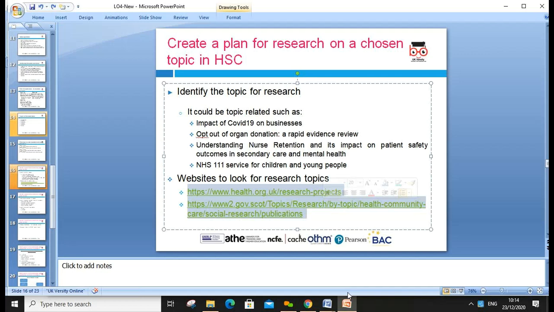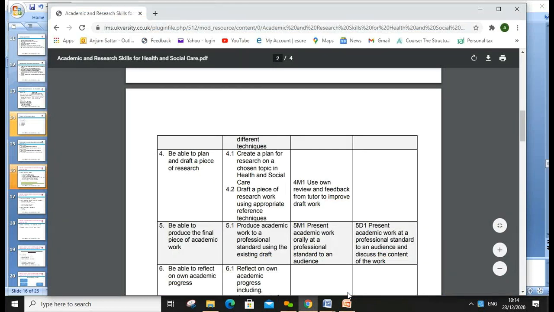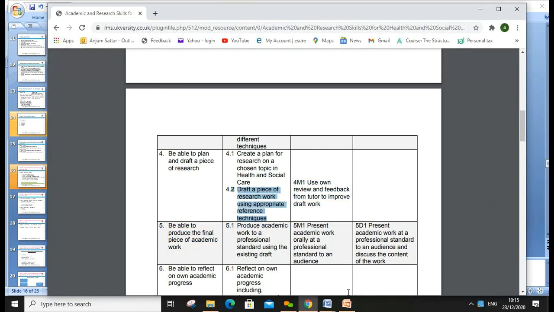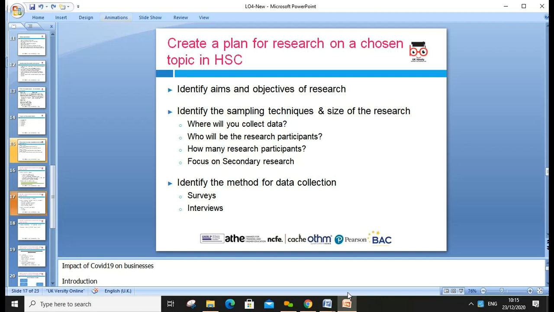If we look at today's lesson, our LO4, learning outcome 4, is all about creating a topic and drafting a piece of research using the reference technique. So we just need to write a bit of literature about any topic. And if you want to work towards merit, use your own reviews and feedback, and we can improve. That's the way it's supposed to be, which we'll discuss in the assignment brief session. Okay, does anybody have any questions? Anyone? We all okay?